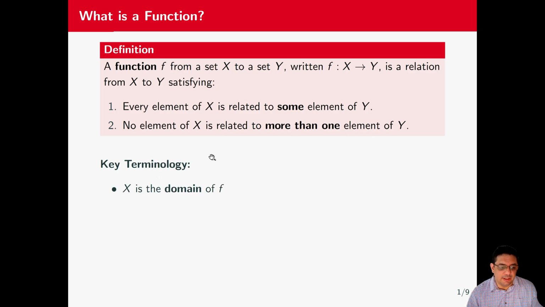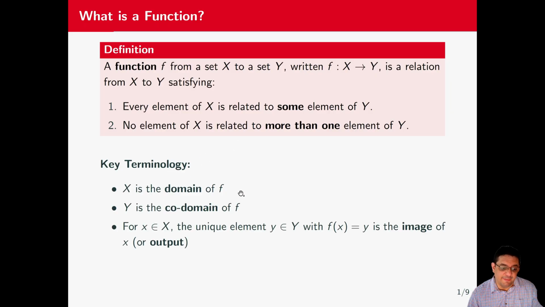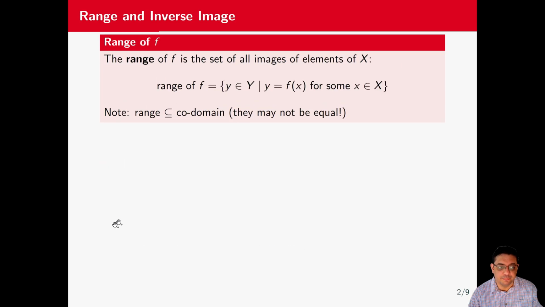Now here the key terminology is x is going to be the domain of f, y is going to be the codomain of f. Now for any x that is in the domain, the unique element y that belongs to the codomain with f of x equals y is called the image of x, or the output. We write that as f goes from x to y, or x is going to y through f.